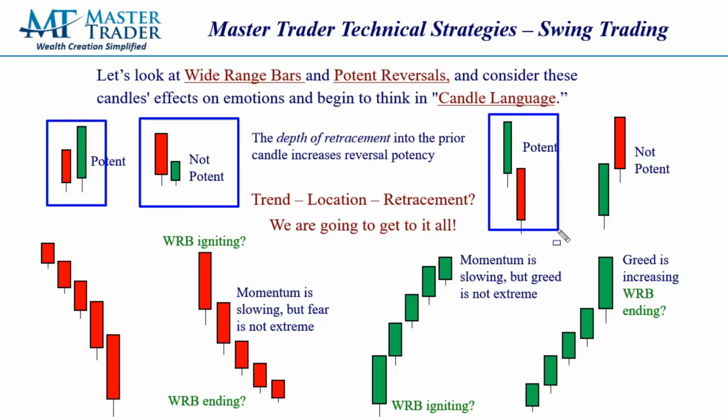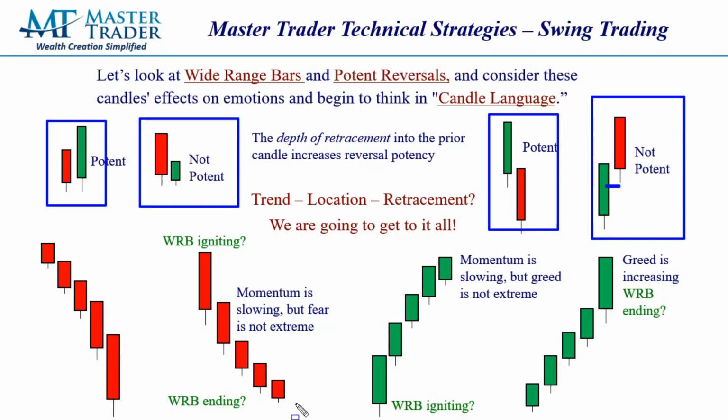Here we say this one is potent. It gapped down below a green bar that closed at the high. So that's a powerful, bearish signal. Now here we say, well, that one isn't potent. Well, why not? While it gapped up and reversed, it didn't penetrate very deeply into the green bar. And if we look at this on a closing basis, it just closed here and it closed here, pretty close together.